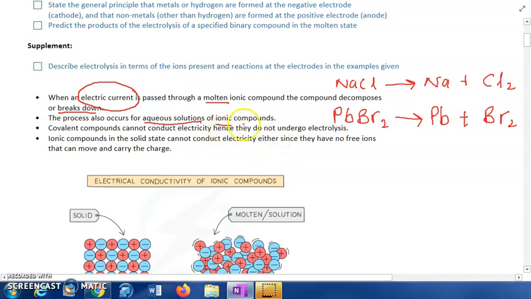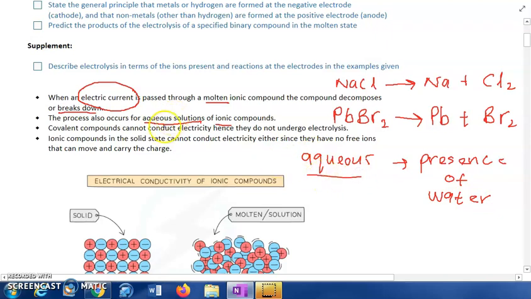Now what's the difference between molten and aqueous? Simply, if it is aqueous, it means there is the presence of water. For example, I take one tablespoon of salt and dissolve it in water, then I call it an aqueous solution. When I dissolve something in water, it becomes an aqueous solution. And any ionic compound in solid state cannot conduct electricity. So we cannot electrolyze an ionic compound that is in a solid state.